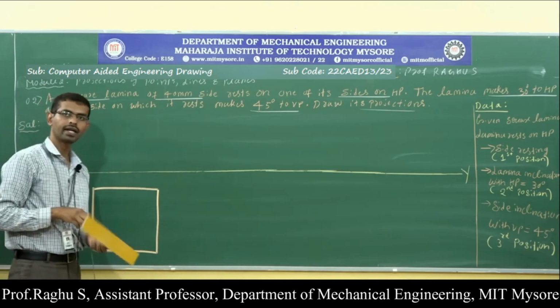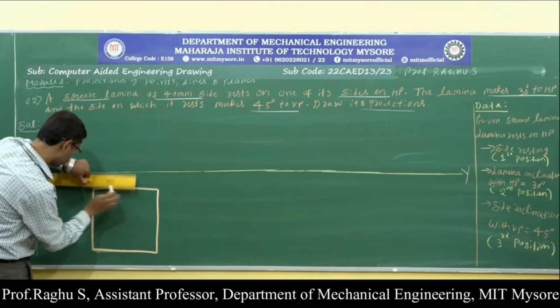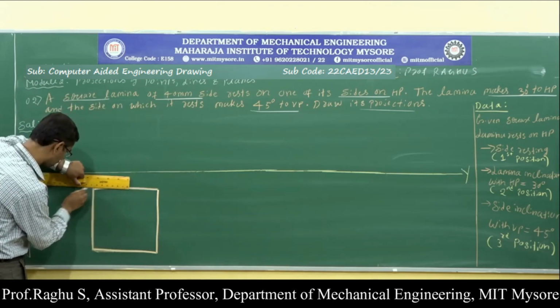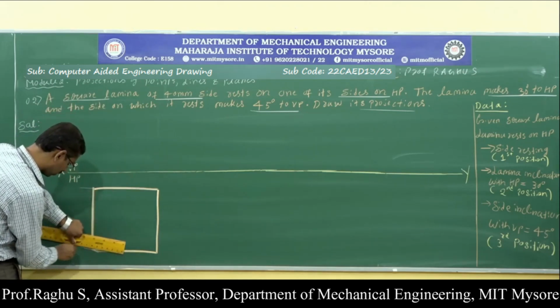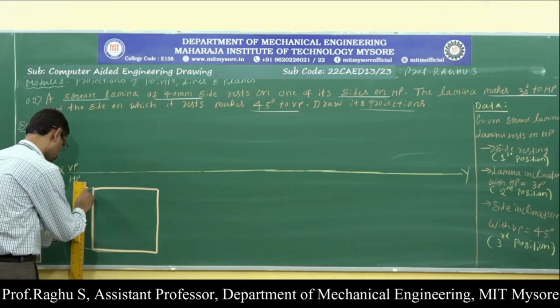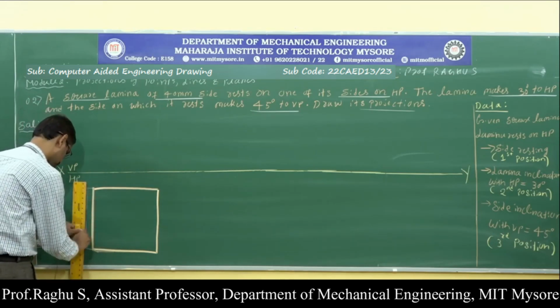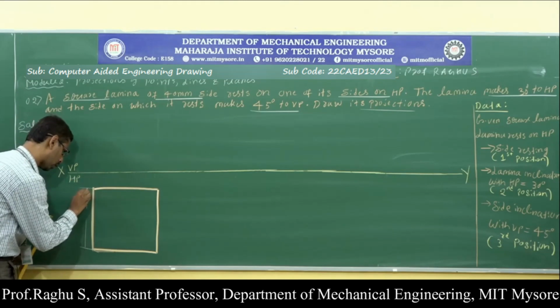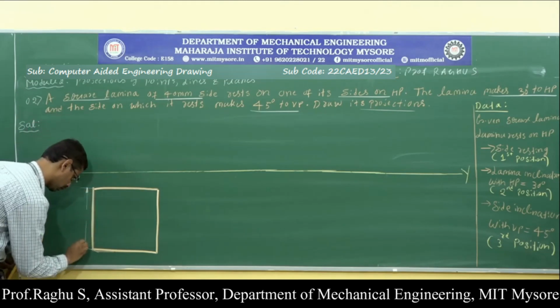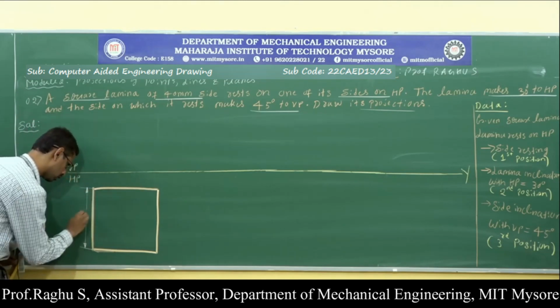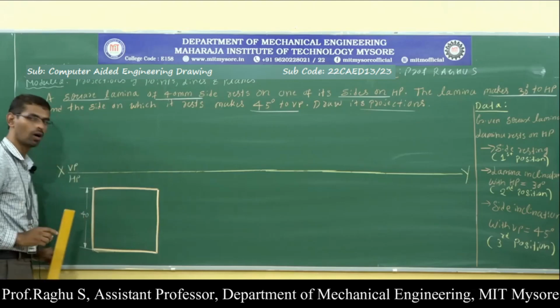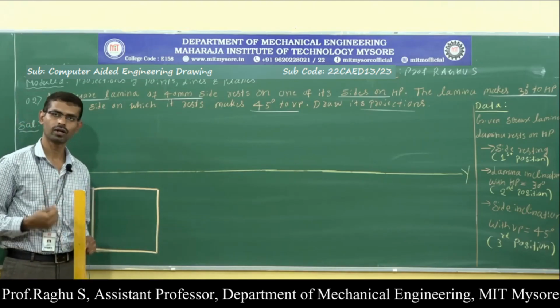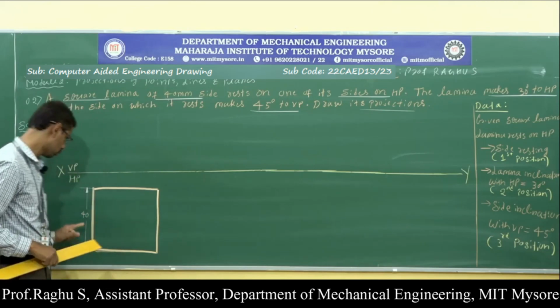Okay, so next, indicate the dimension. To indicate the dimension, just draw extension lines from the object. Draw extension line. Just draw the dimension line with arrow marks. So just write 40. Do not write mm. Do not write any unit. Just write the number 40.